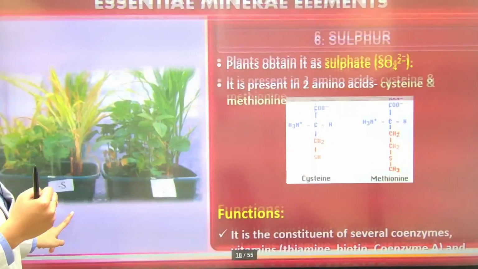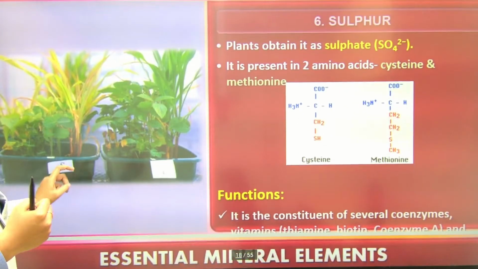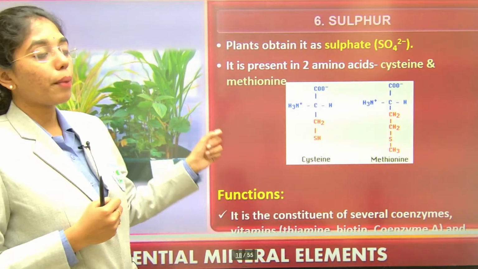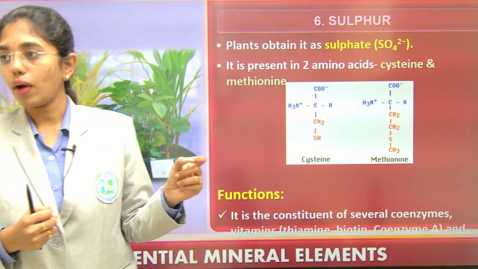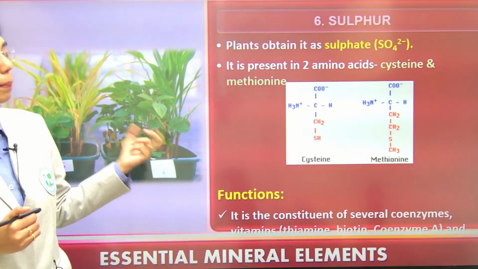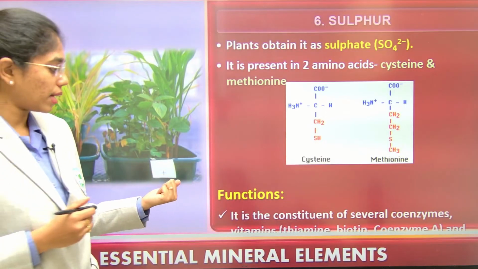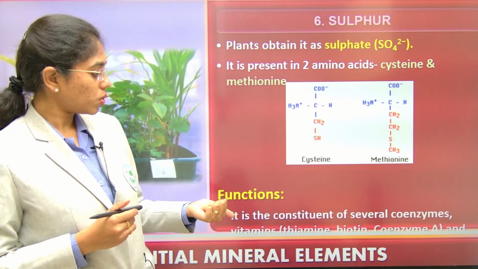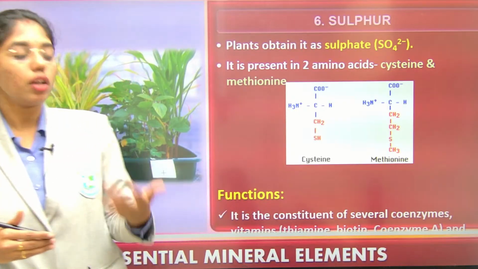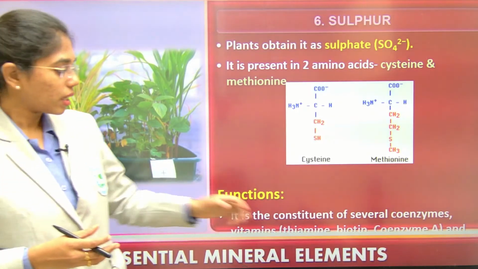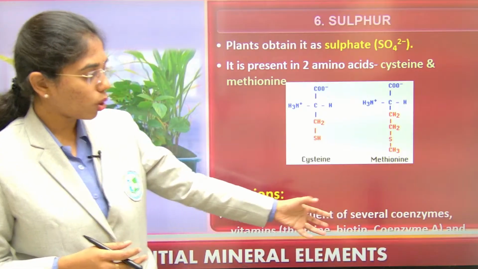And then sulfur. Sulfur is the major component in sulfur containing amino acids like cysteine and methionine. It is a constituent of several coenzymes and vitamins like thiamine and biotin, and coenzyme A.